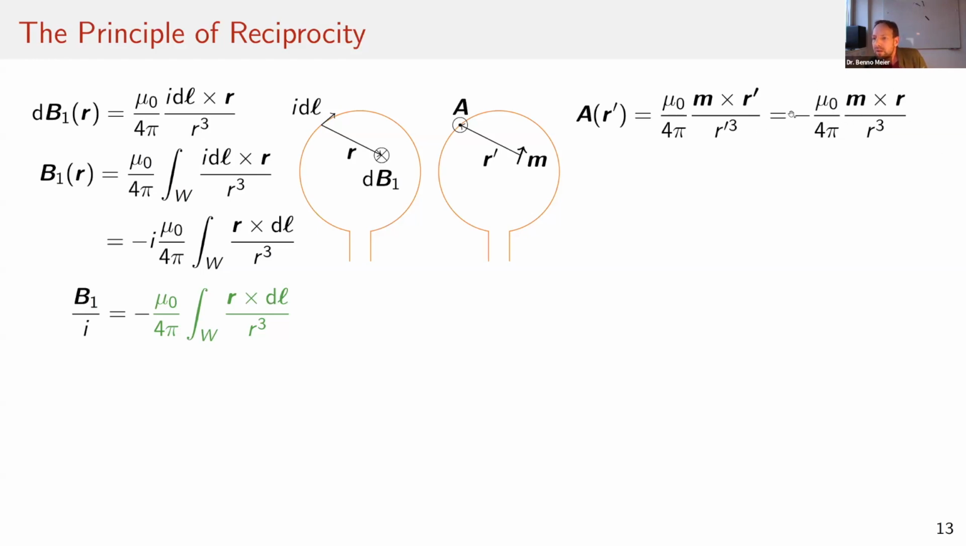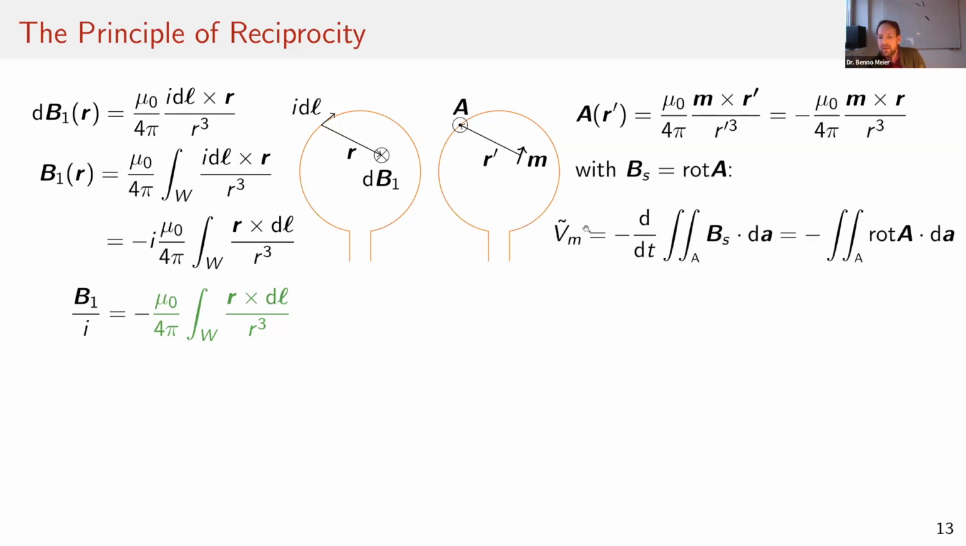Now here, I have R prime, which is this vector, and you notice that r prime is just the inverse of r. So if I write it in terms of r, then I get a minus sign here. And now I can calculate the magnetic field from the vector potential. That's just the curl of the vector potential. And so I can calculate my induced voltage here using the curl of the vector potential.